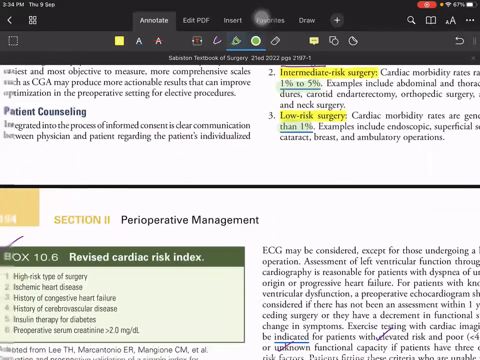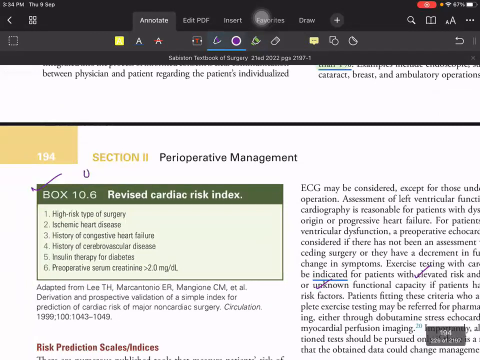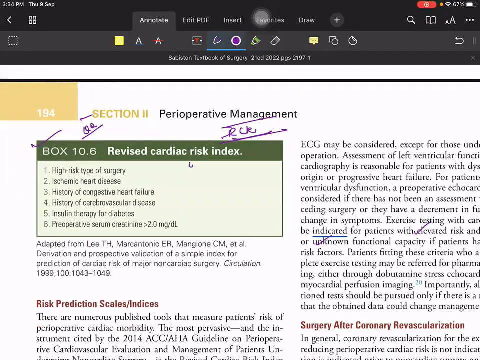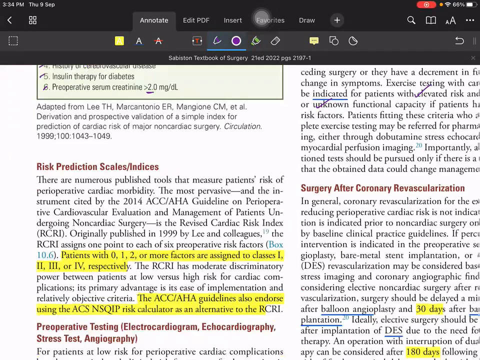Using this revised cardiac risk index, very, very important. Revised cardiac risk index, RCRI. Very expected MCQ. It has 6 points: high risk type of surgery, ischemic heart disease, history of congestive heart failure, history of cerebrovascular disease, insulin therapy for diabetes, and a preoperative creatinine of more than 2 milligram per deciliter.